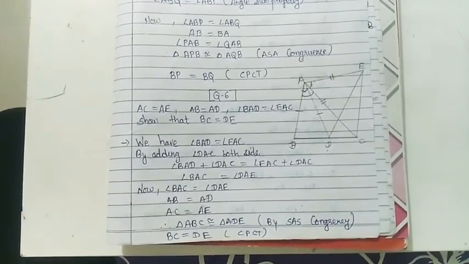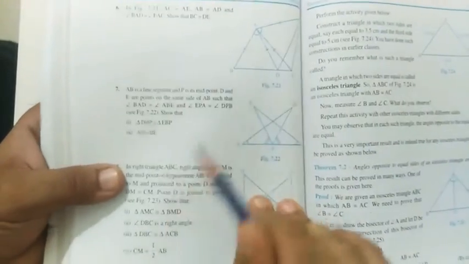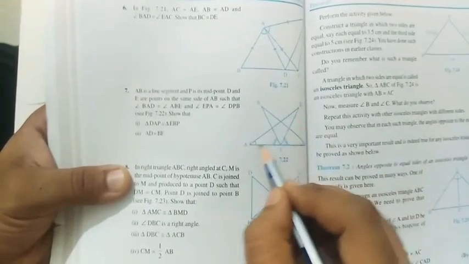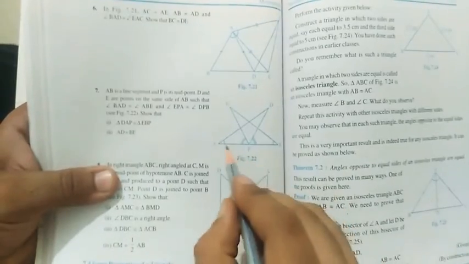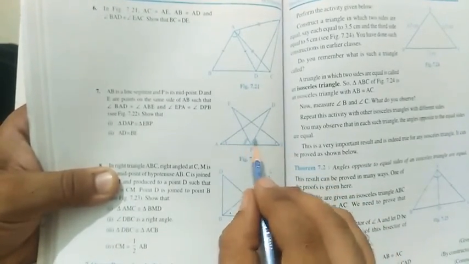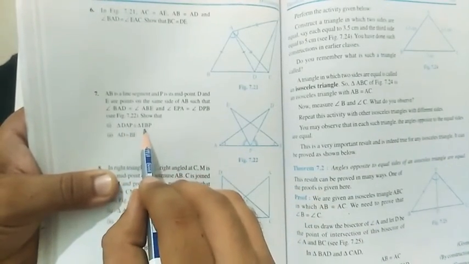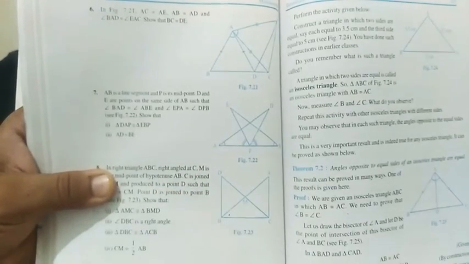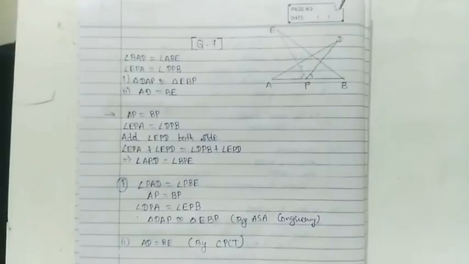Okay, so here question 6 is finished. Now let me move towards question number 7. In this question number 7, two triangles are there, triangle ADP and triangle PEB. These two triangles are given. These two angles are same, so we have to prove that triangles DAB and EBD are congruent, and also we have to show that AD is equal to BE. So let me solve how to solve this question.